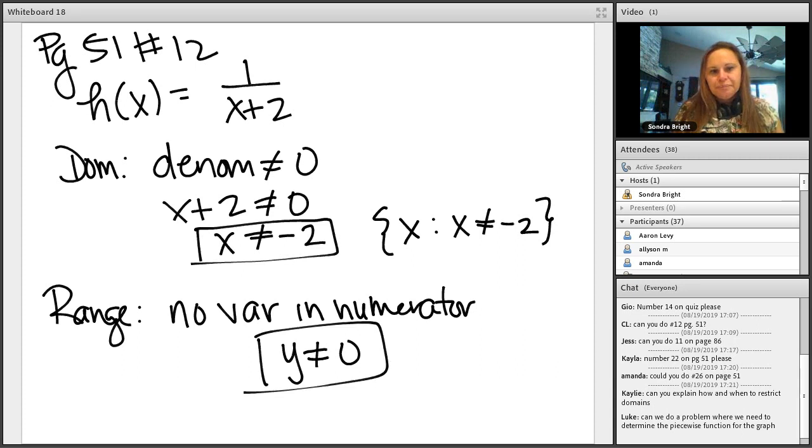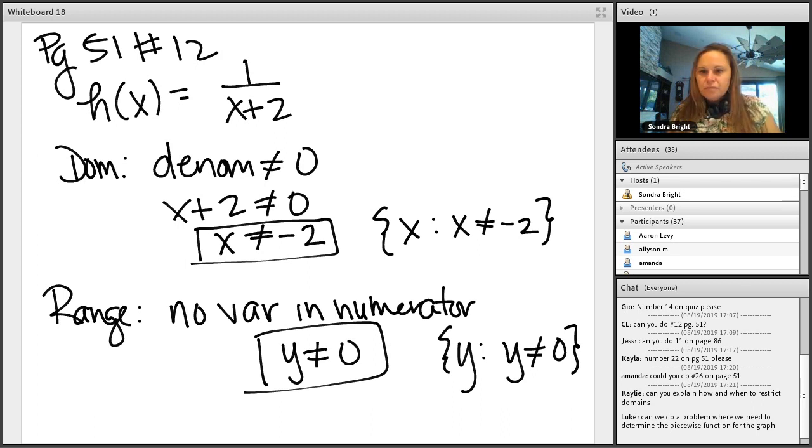And so that's your range. And just in case, it's the set of y values such that y cannot equal 0. All right, that was page 51, number 12.